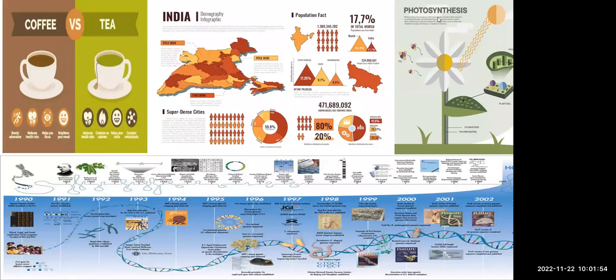And the next one is the photosynthesis process, and this is called a process infographic, showing how the process of photosynthesis takes place. And the lower one is a complete timeline infographic representing a genomic classification in which era what has happened has been shown by images, and the major outcomes of that particular era. This is a big infographic, so you might have seen it on websites.